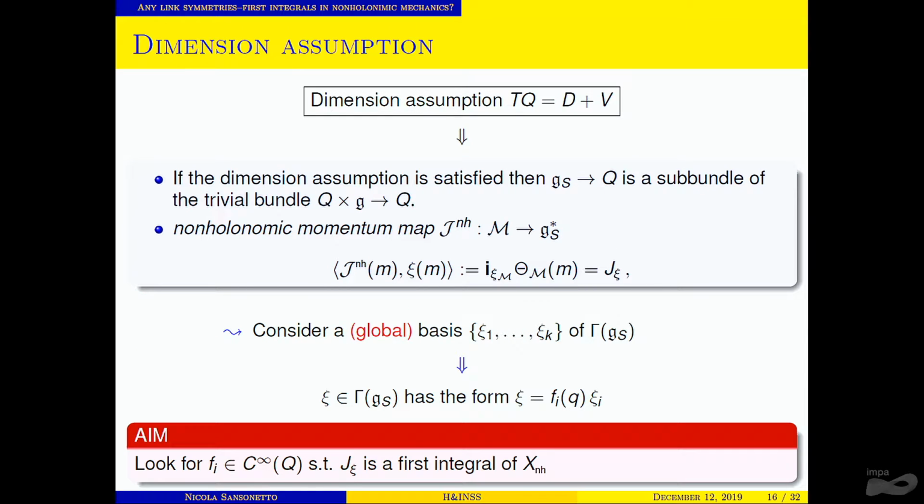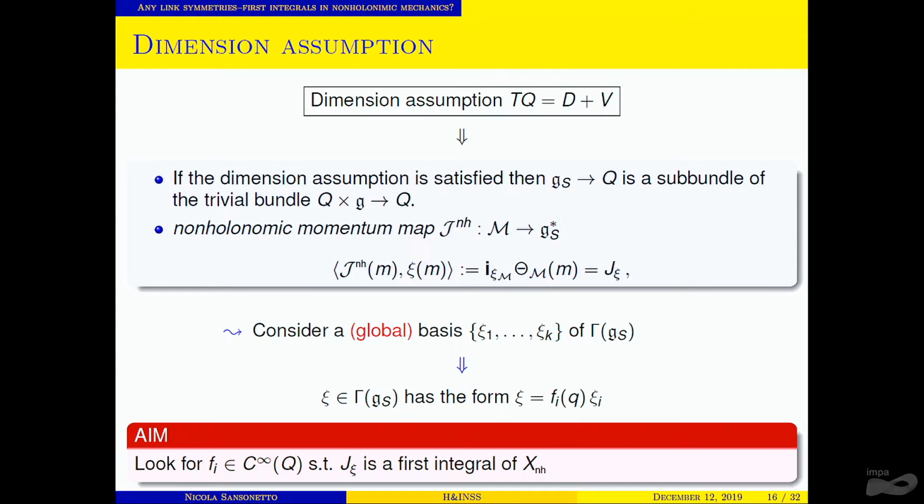Okay, the dimension assumption ensures that this bundle is a subbundle of this trivial bundle. In principle, it is a generalized bundle, so it can really have an ugly behavior. And moreover, it allows us to define this nonholonomic momentum map, which is somehow what we need to define the right objects. It is a bundle map between the constraint manifold and the dual of g^S.